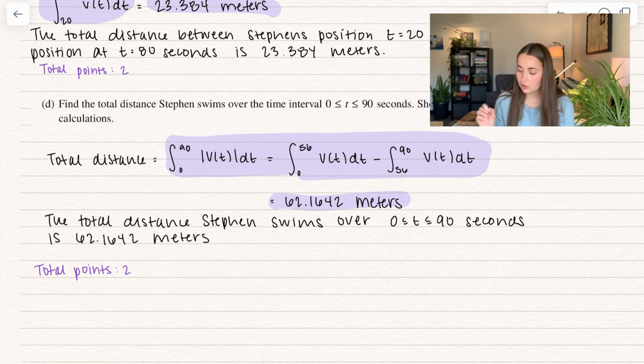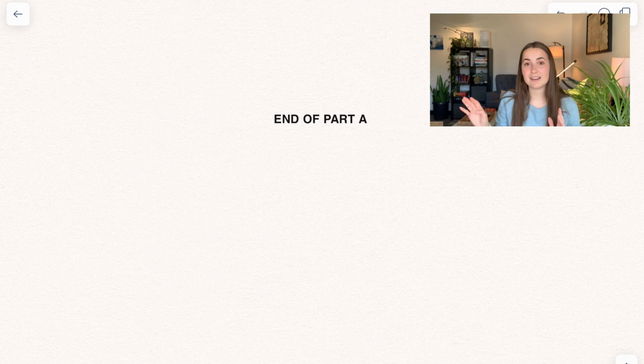So for this one, you miss the first point if you don't set up those integrals. You do get awarded only 1 point if you do have the solution there, but you're missing 1 point, so that's kind of sad. So that's the end of part A. That's the end of the calculator section. I'll make another video on the second part of this exam where there's no calculators required.